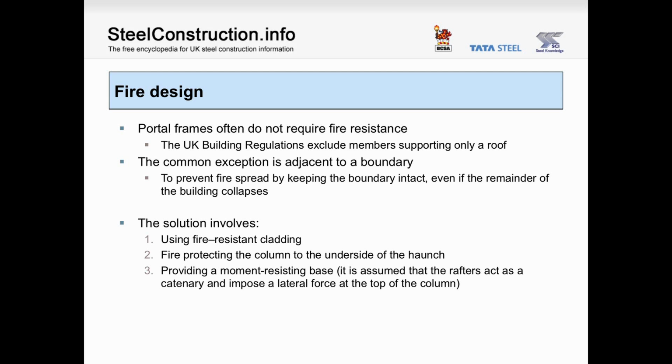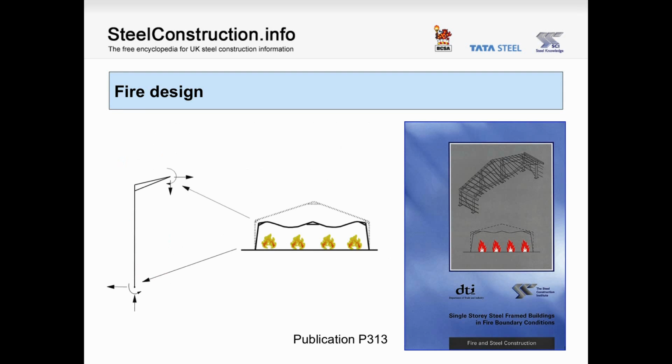We would generally provide fire-resistant cladding on the relevant elevation. We would fire protect the column up to the underside of the haunch so that we know the column won't collapse, and we would provide a moment-resisting base, because it's presumed that the portal frame rafters will lose strength, they will form a catenary, and they will apply a horizontal force at the top of the column, and the column base must resist this overturning moment.